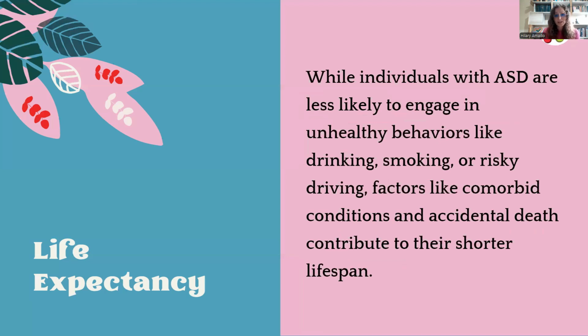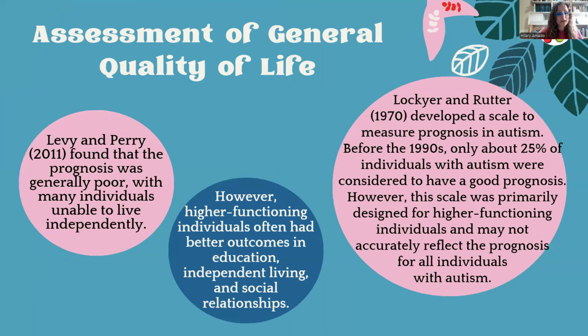While individuals with ASD are less likely to engage in unhealthy behaviors like drinking, smoking, or risky driving, factors like comorbid conditions and accidental death can contribute to this lower lifespan. As noted by Levi and Perry in 2011, these factors can significantly impact life expectancy. Levi and Perry found that the prognosis was generally poor, with many individuals unable to live independently in terms of assessing the general quality of life. They found, however, that higher functioning individuals often had better outcomes in education, independent living, and social relationships.